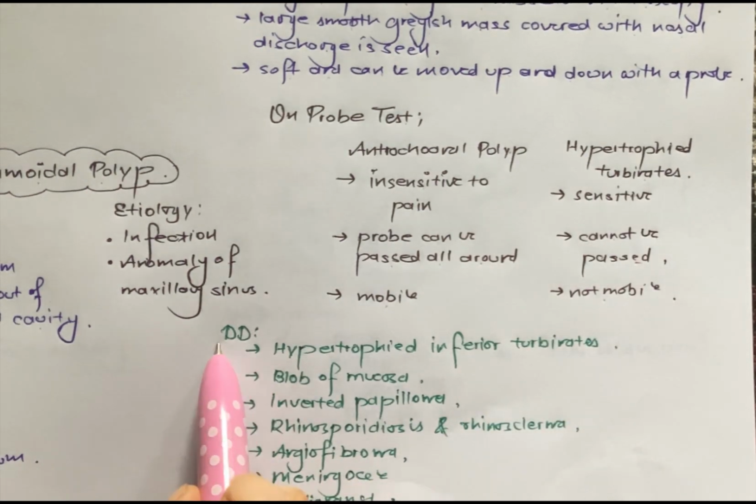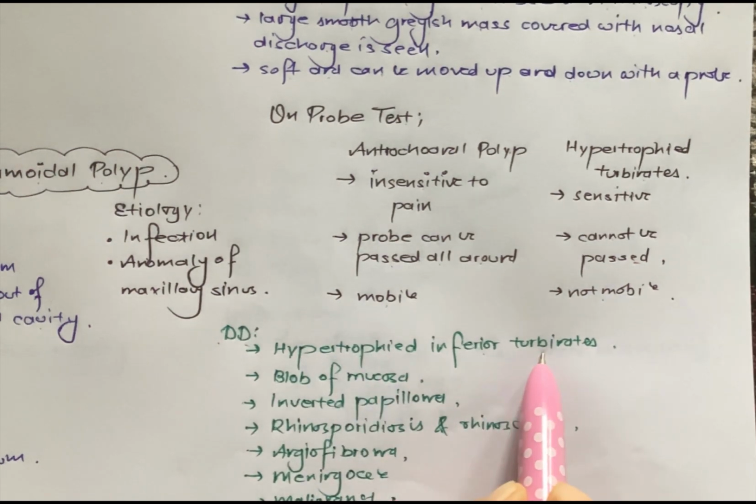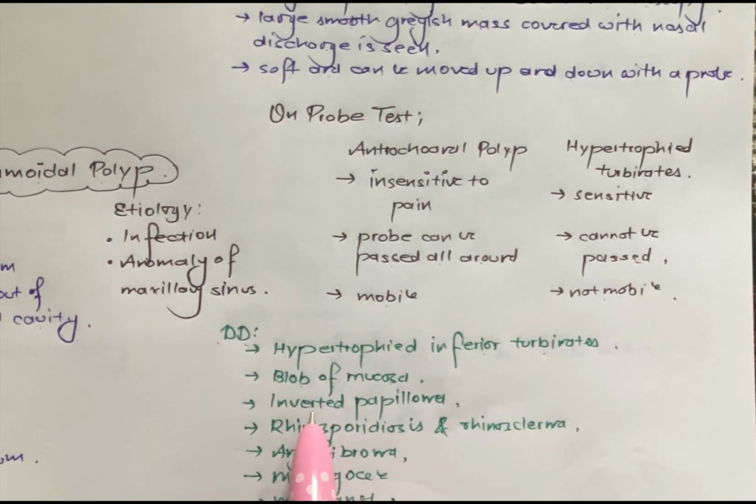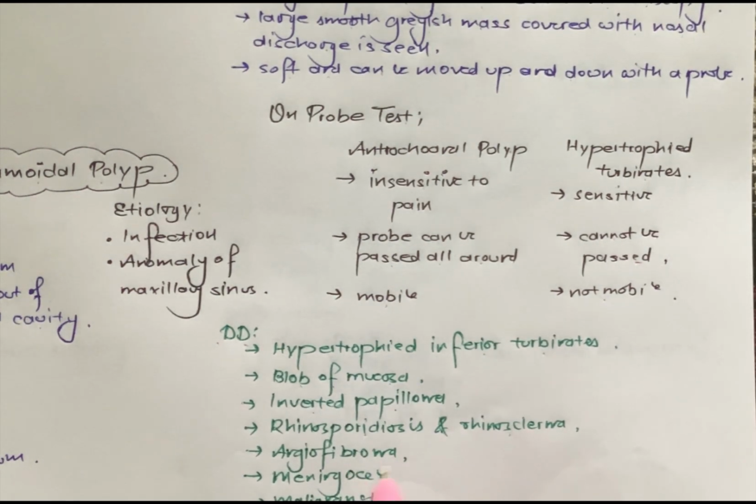The differentials for the antrochoanal polyp are hypertrophied inferior turbinates, blob of mucosa, inverted papilloma, rhinosporidiosis and rhinoscleroma, angiofibroma, meningocele and malignancy.